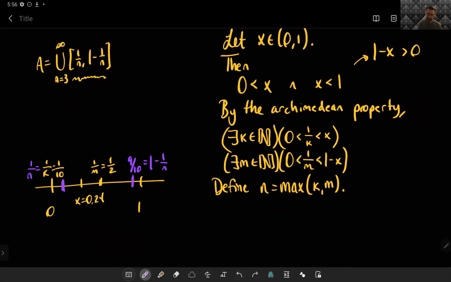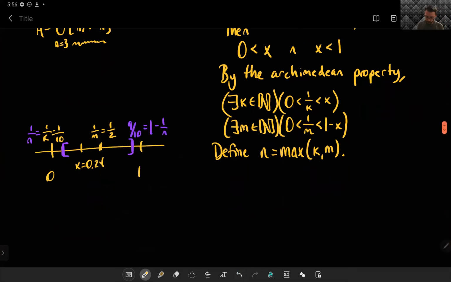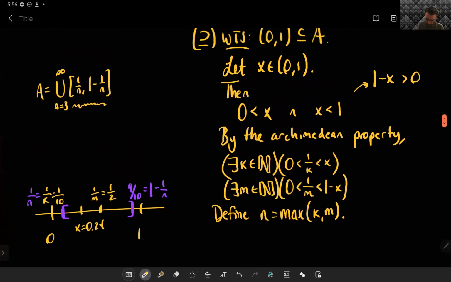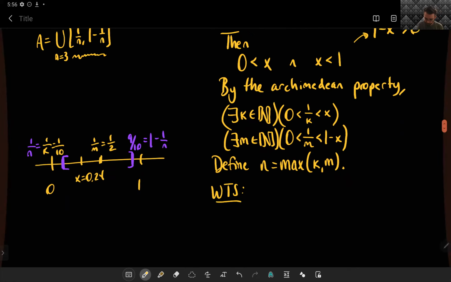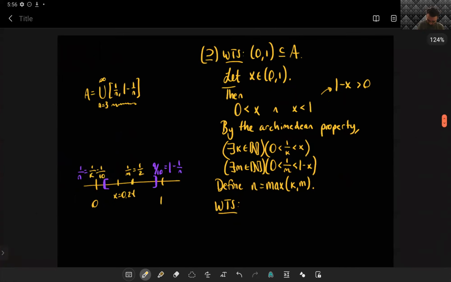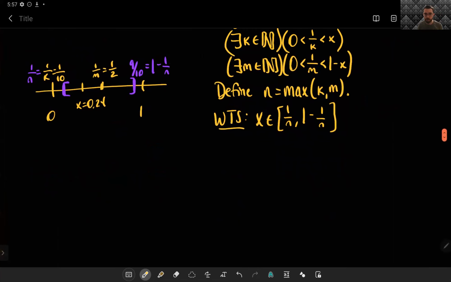Of course a picture isn't a proof. So let's prove that. Let's keep in mind, what do I want to get to? I want to show now that x is in the closed interval from 1 over n to 1 minus 1 over n. That's my goal. We're going to use these two facts, star and double star, to get there.